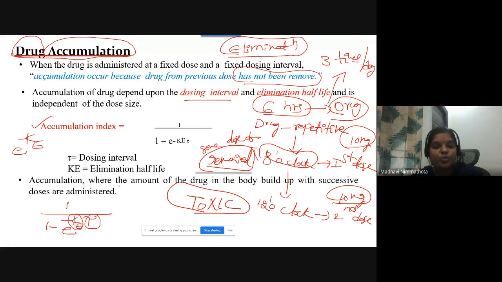Accumulation is where the amount of the drug in the body builds up as successive doses are administered. That's why I'm telling you, when you are administering successive doses and you are not sure that your previous dose has been removed from your body, then you may get accumulation. The drug will get accumulated in our body. So definitely you have to take particular drugs at particular dosing intervals.